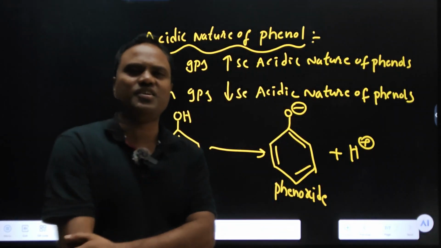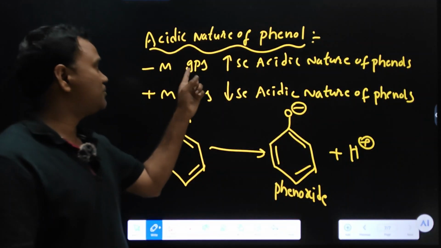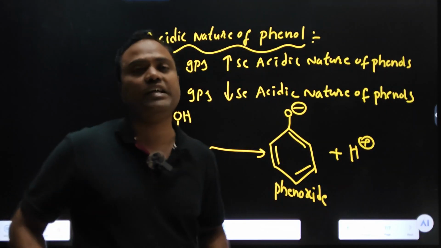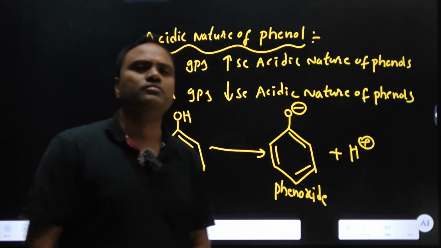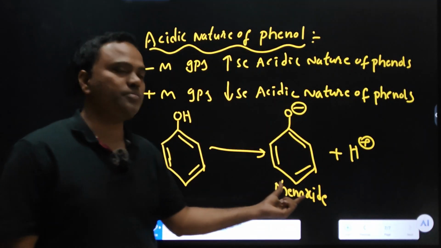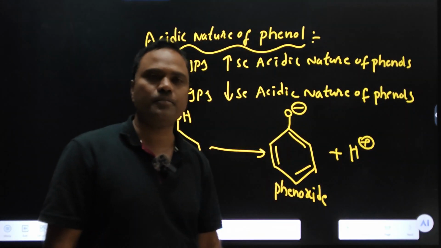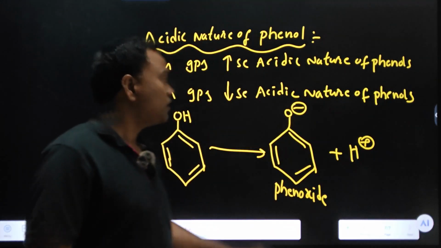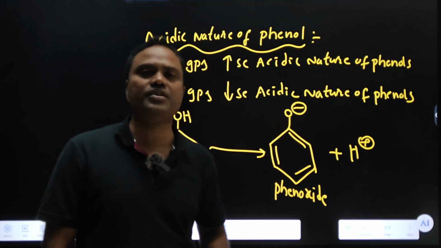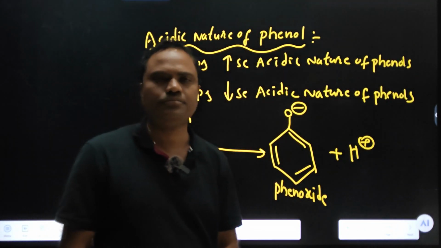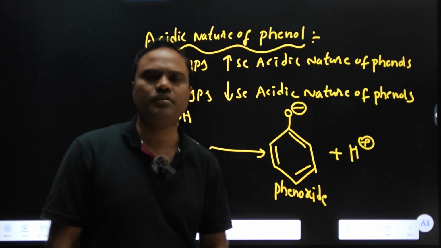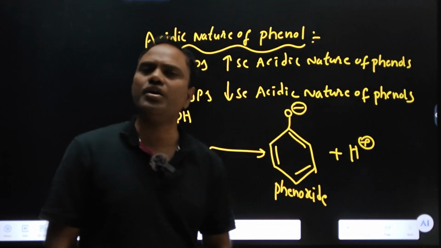What is the statement? Minus M groups increase the acidic nature of phenols. Why? These minus M groups stabilize the conjugate base phenoxide ion, that's why they increase the acidic nature. Remember, theoretical question: minus M groups increase the stability of the conjugate base phenoxide ion and thus increase the acidic nature. Plus M groups destabilize the conjugate base and they decrease the acidic nature of phenol or acids.